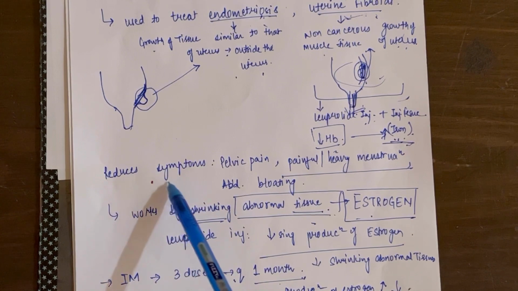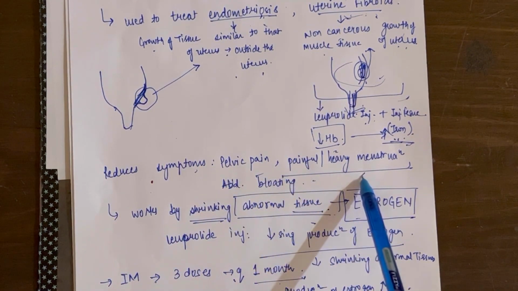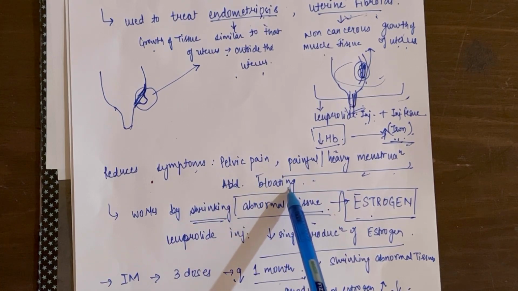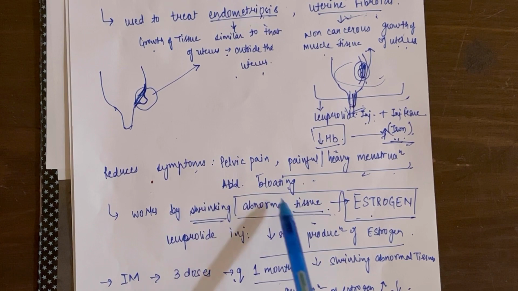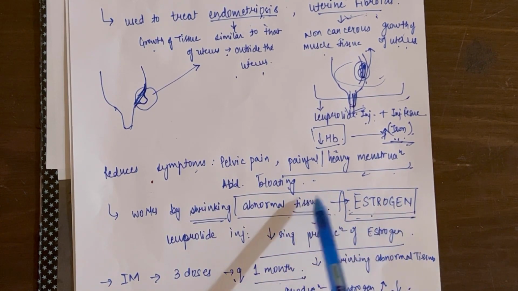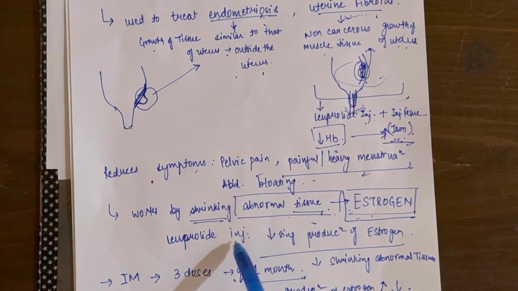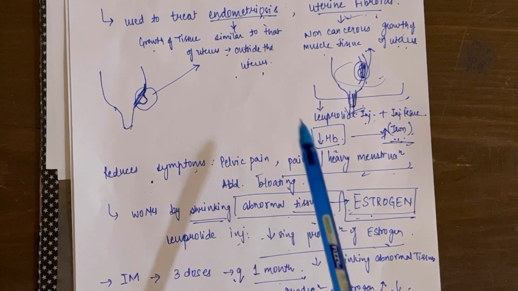Then this injection also reduces the symptoms of pelvic pain, painful or heavy menstruation, along with abdominal bloating. And how does it work? It works by shrinking the abnormal tissues. Since estrogen is needed for the growth of the tissue in the uterus, Leuprolide injection decreases the production of estrogen, thereby shrinking the abnormal tissues.